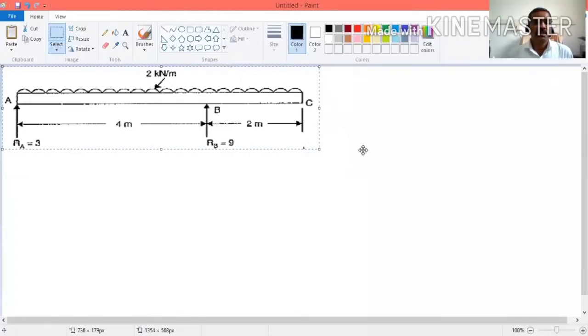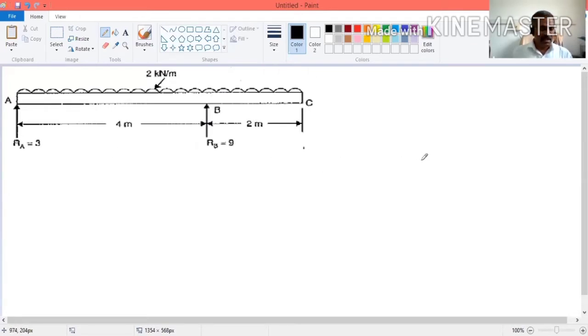Today we are going to discuss an overhanging beam subjected to a uniformly distributed load. This is the problem we are going to solve today. Now this is almost a simply supported beam. There are two supports, but one support is at the end and the other support is inside the beam. So here we have an overhang. So this is an overhanging beam.